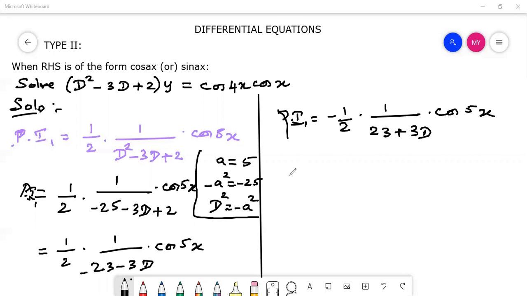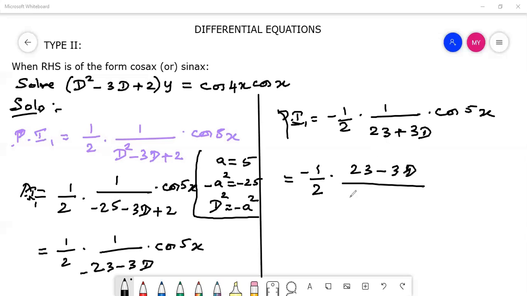After doing this, I am having only D value. I don't have D square, so I have to bring D square in the denominator to apply the a value again, right? So we have to multiply by the conjugate. What is the conjugate of 23 plus 3D? My conjugate is 23 minus 3D.